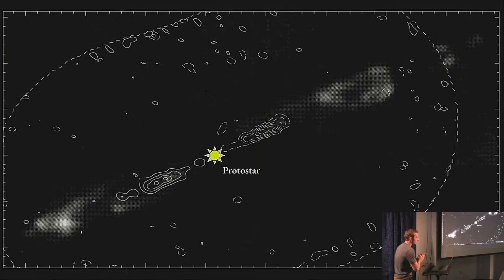So this is the kind of environment where we most commonly see shocks. These lines show where SiO, that shock tracer, is found.